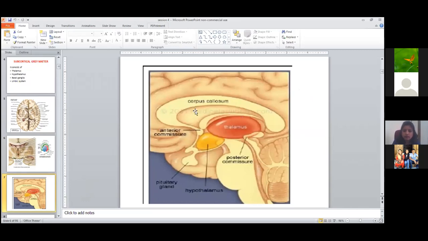This is the corpus callosum, which is nothing but white matter. And this is the thalamus. Below that you find the hypothalamus, which has important nuclei that give all the stimulating hormones to the pituitary gland.